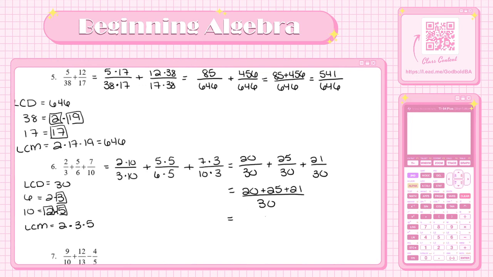Now I'm just like, don't believe any math that I do. 20 plus 25 plus 21 is 66 over 30. Okay. So 66 is 6 times 11, and 30 is 6 times 5. So those guys cross out, giving me 11 over 5. So I would have been able to get that even with the denominator of 60.